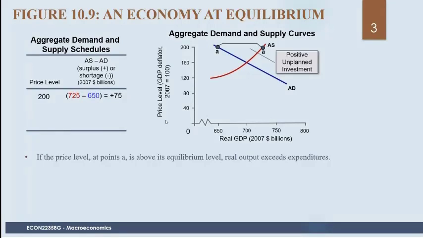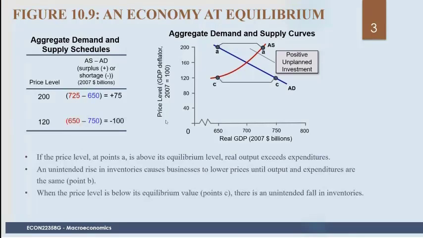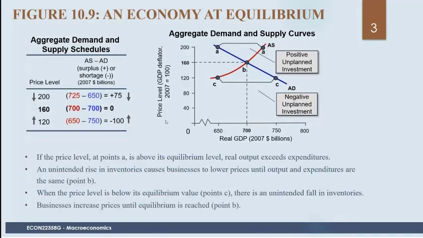surplus. So real output would exceed expenditures. What people would want to buy would be less than what the firms are producing, and so there's going to be a tendency for the price level to fall. When the price level is below the equilibrium, say at 120, we would have negative unplanned investment, and we would expect the price level to increase. And so the only point where all the markets clear in the economy is at a price level of 160.